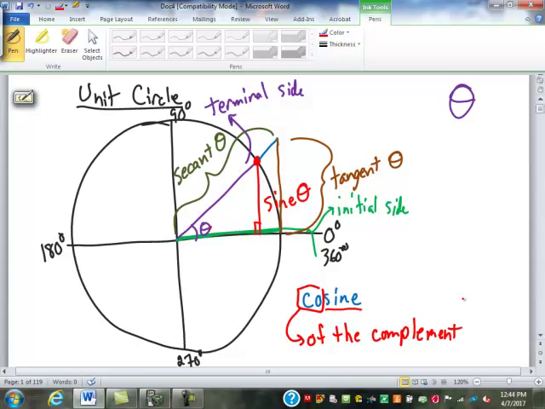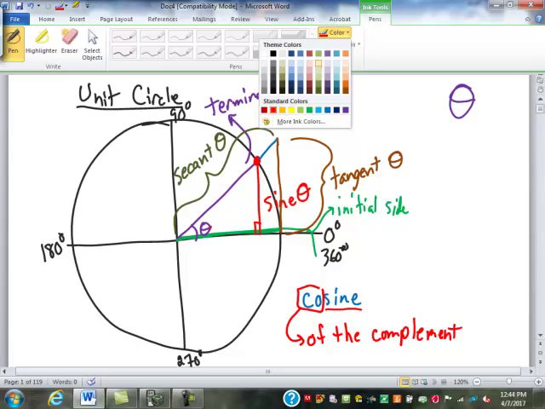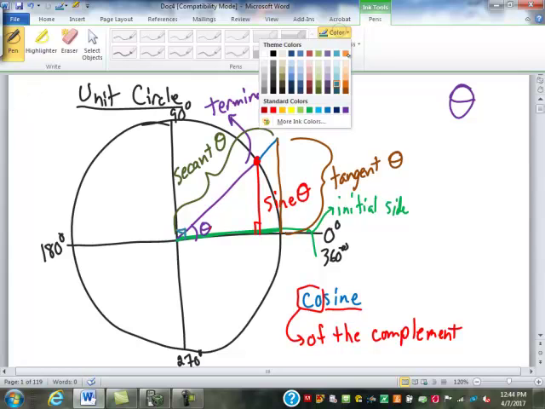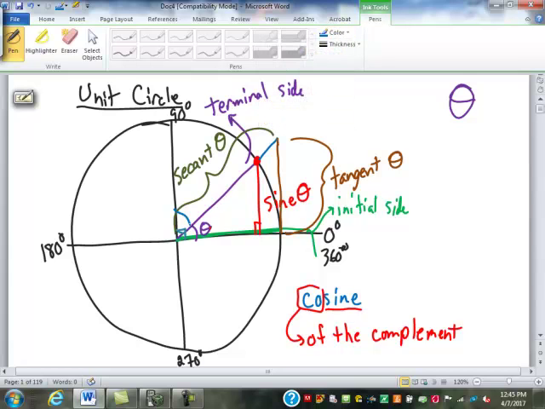So cosine means the sine of the complement. Now looking at this, the complement of the angle theta actually does appear in this drawing. Because this is a 90-degree angle here, right? This angle right here would be the complement of theta. Does that make sense?